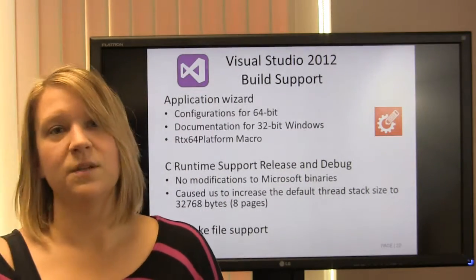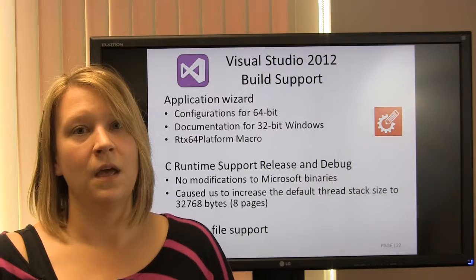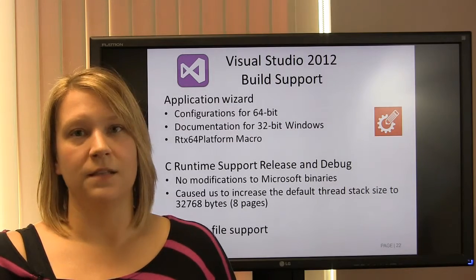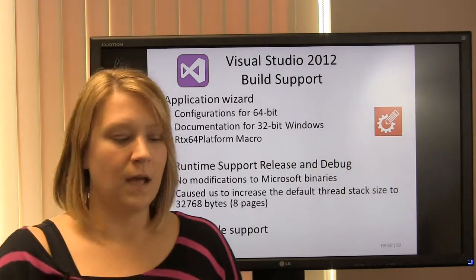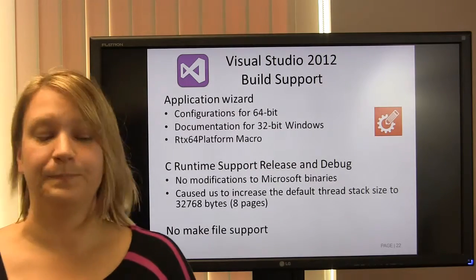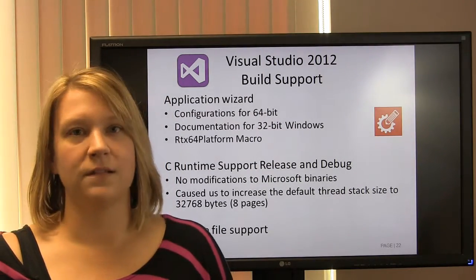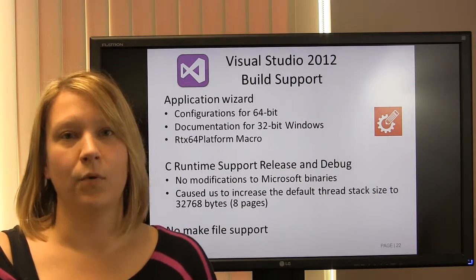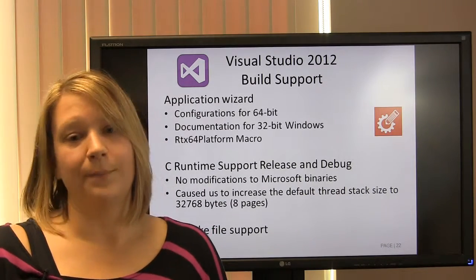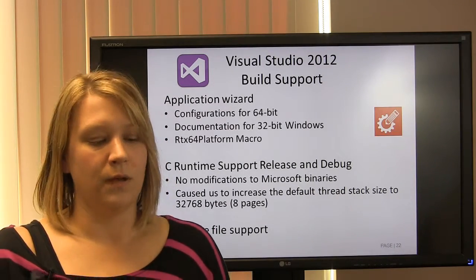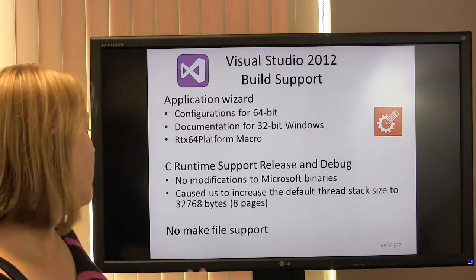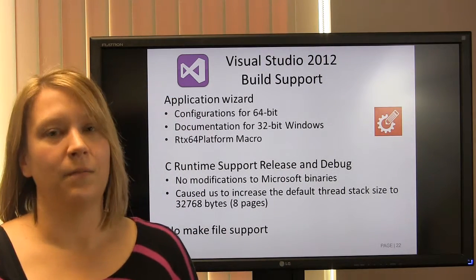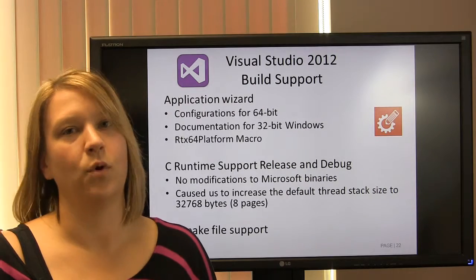We've also provided support for the Visual Studio 2012 C runtime. So once again, we're no longer modifying the Microsoft C runtime. So it's the C runtime that comes with Visual Studio 2012. And we support the release and debug versions. One of the caveats of supporting the C runtime without making any modifications is that it uses a much larger amount of memory. So we've actually upped the size of our thread stack. So it's now 8 pages. And then also Visual Studio 2012 no longer supports makefiles. So we haven't made any modifications to RTX64.make to support Visual Studio 2012.